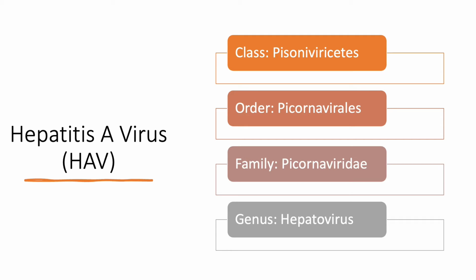So hepatitis A virus, or HAV, belongs to the class of viruses called Pisoniviricetes, the order Picornaviridae, the family Picornaviridae, and the genus Hepatovirus.